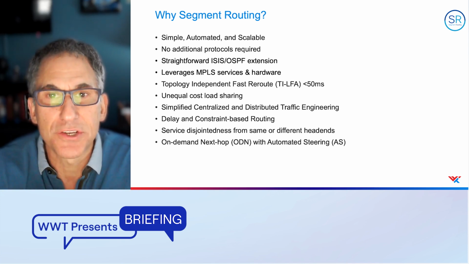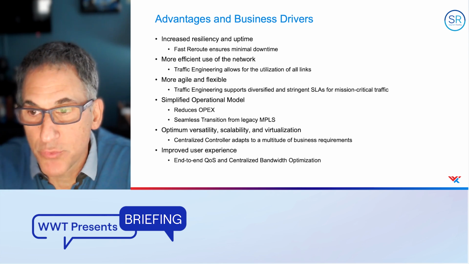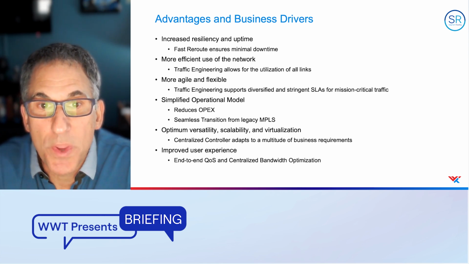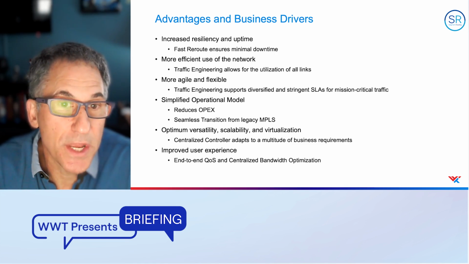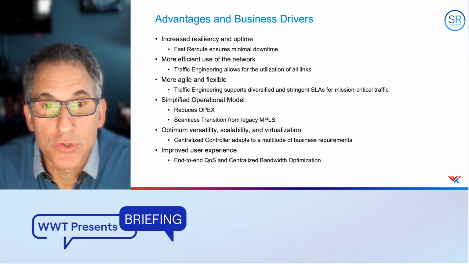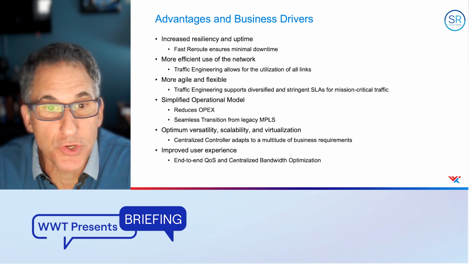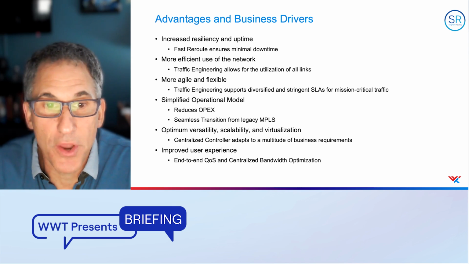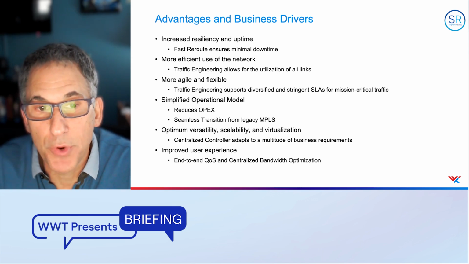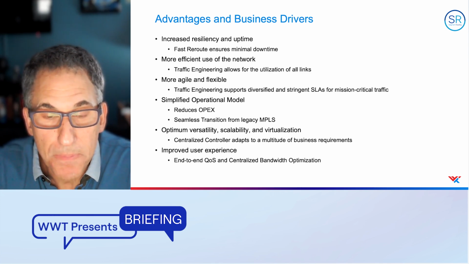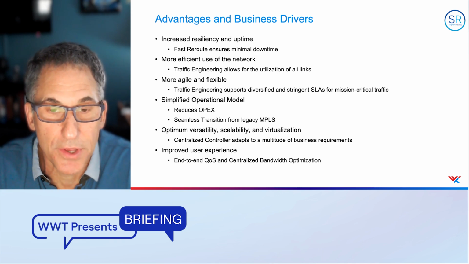So some of the advantages and business drivers of segment routing. We get increased resiliency and uptime because fast reroute ensures minimal downtime. We get efficient use of the network through traffic engineering by utilizing all links. We get a more agile and flexible traffic engineering with diversified and stringent SLA support for mission critical traffic. Very much different than our traditional and classic RSVP-TE. We also get a simplified operational model, which reduces OpEx and provides a seamless transition from legacy MPLS. So any box that supports MPLS can do segment routing.